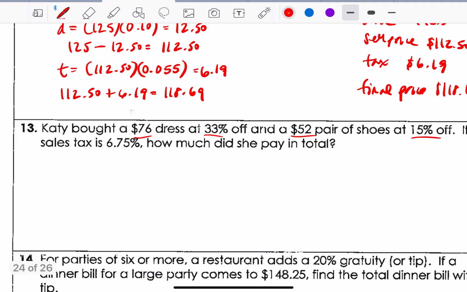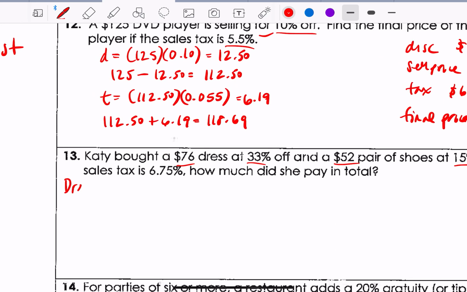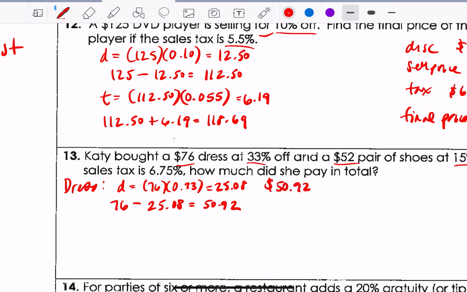So for the dress, right, let's do the dress first. It's $76, actually, I'm going to do the discount. So the discount is off the original price of $76 and the percentage is 0.33. So when I multiply those, her discount on the dress is $25.08. So her cost of the dress is going to be 76 minus 25.08. So she is going to spend $50.92 on this dress. So $50.92 for the dress.